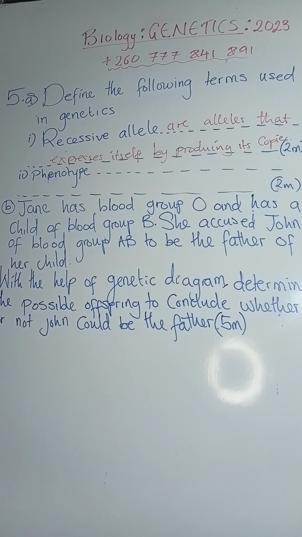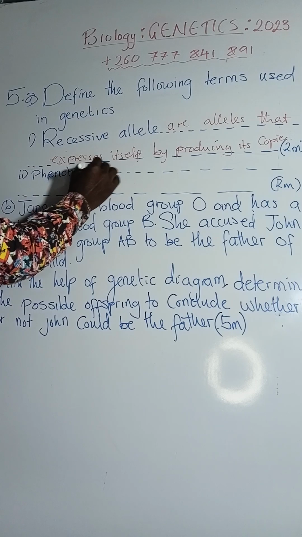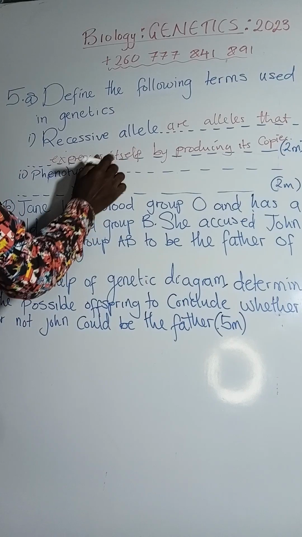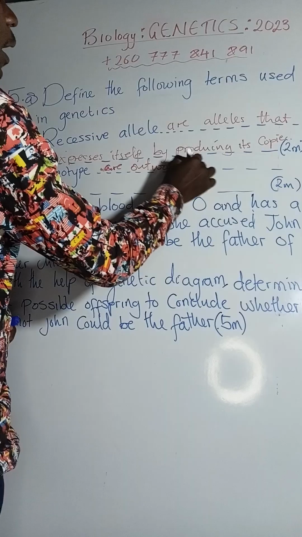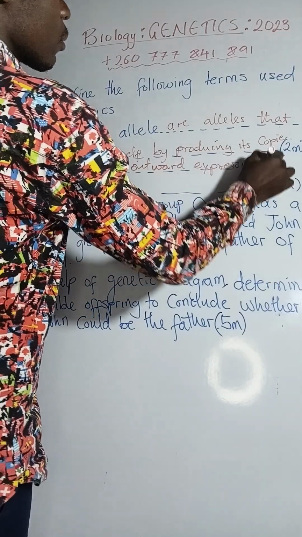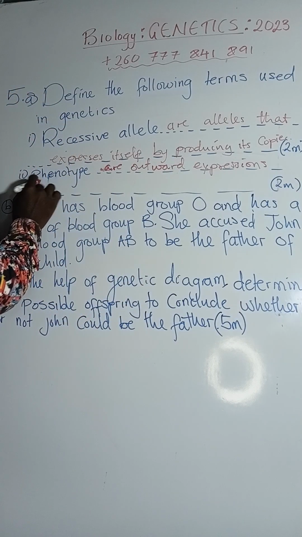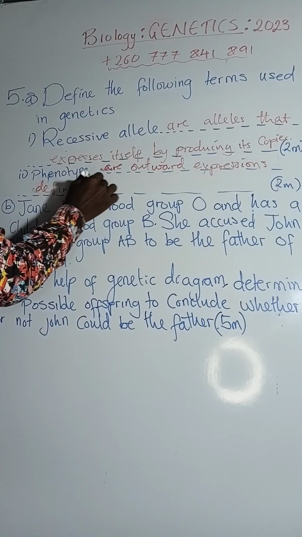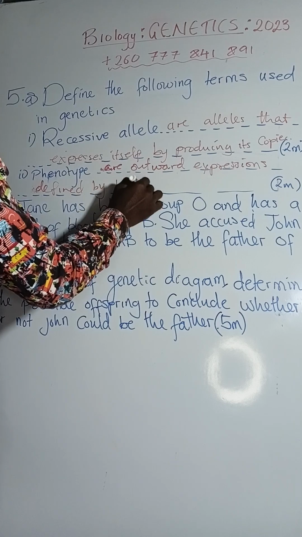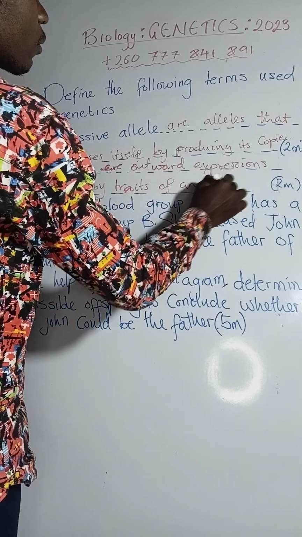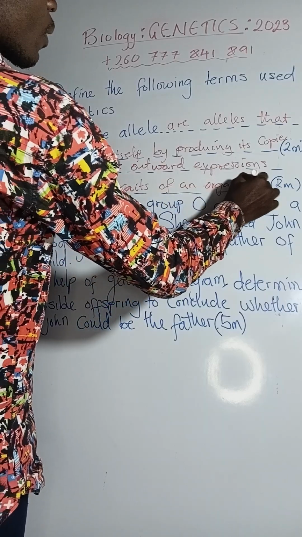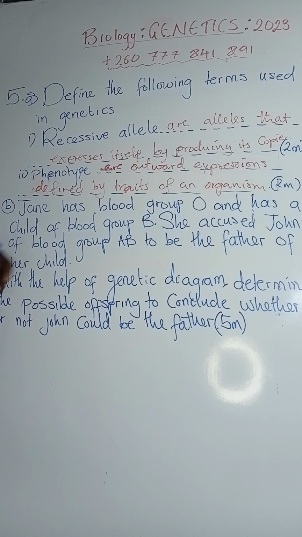Apart from that, we have phenotypes. Phenotypes are the outward expressions that are determined by the traits of an individual. So the outward expression of an individual is what you call the phenotype. These are outward expressions defined by traits of an individual or of an organism. That's the way we answer the first two questions.